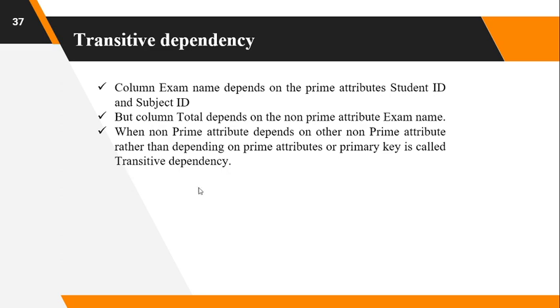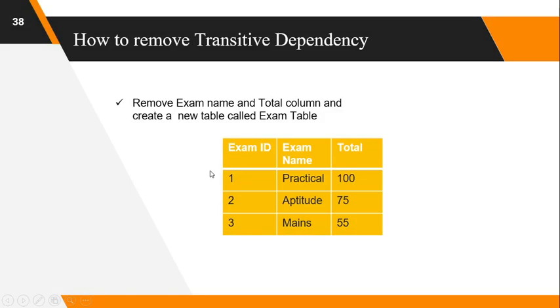As I said, the column exam name depends upon the prime attributes student ID and subject ID. The column total depends on the non-prime attribute exam name. So when a non-prime attribute depends on another non-prime attribute rather than on the prime attributes or primary key, that is called transitive dependency. Now let's see how to remove this transitive dependency.